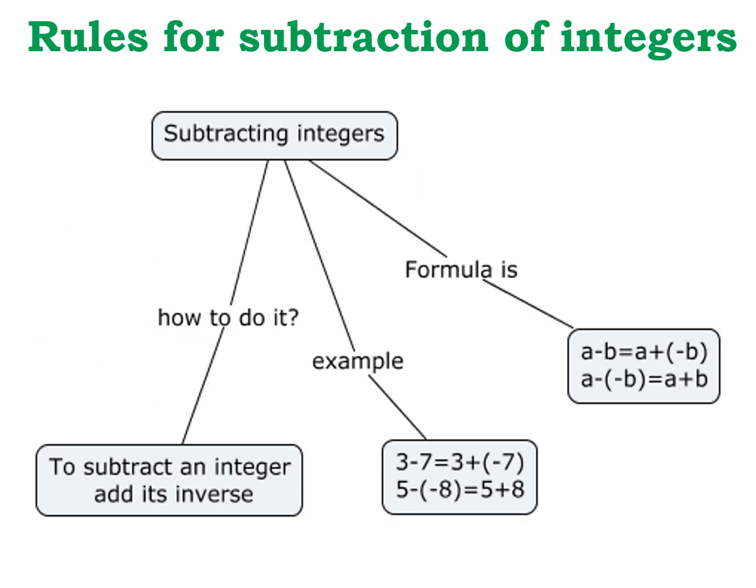Now in the same way we have some rules for subtraction of integers. Subtracting integers, how to do? To subtract an integer, we add its inverse to it. Let us take one example. When you have to do 3 minus 7, we will add the inverse of 7 to 3, that is 3 plus minus 7, and then we will find the answer.